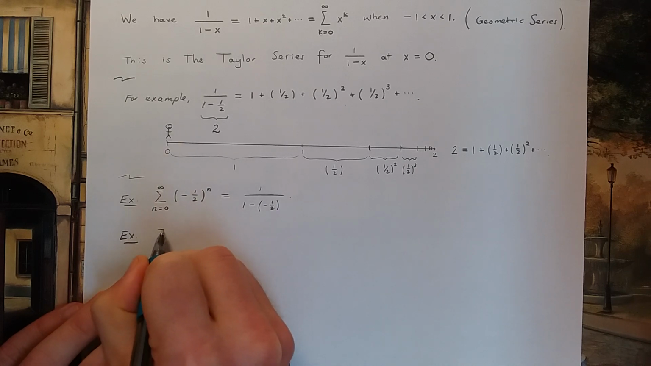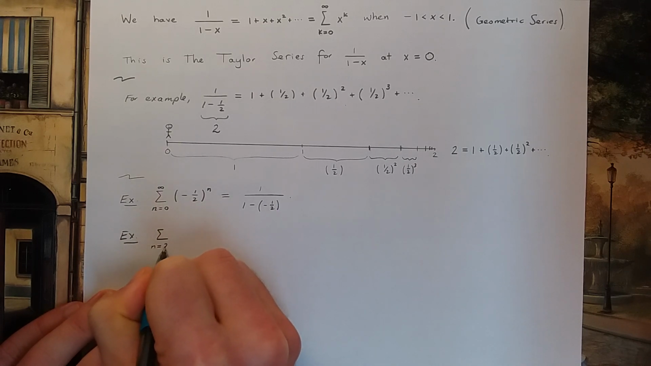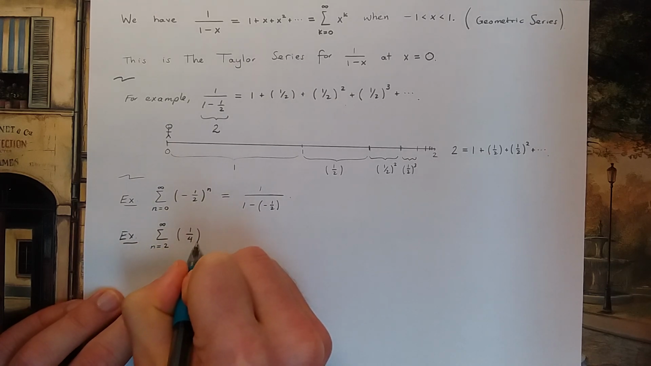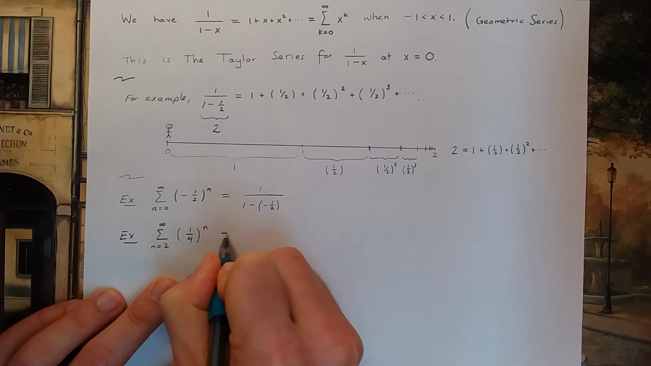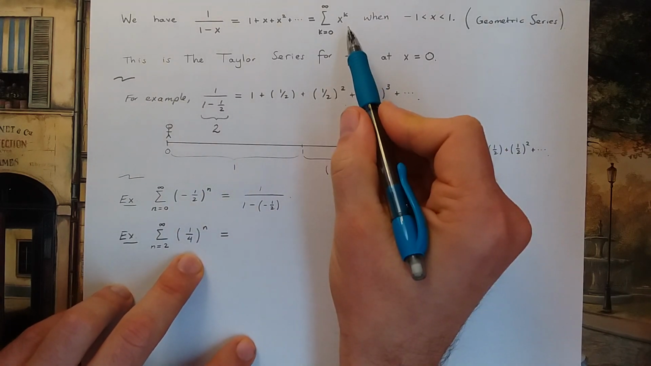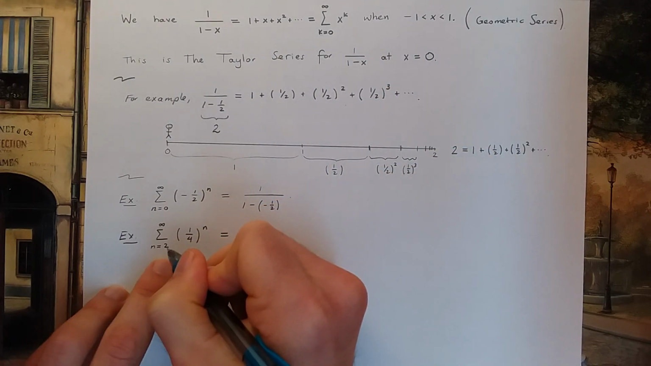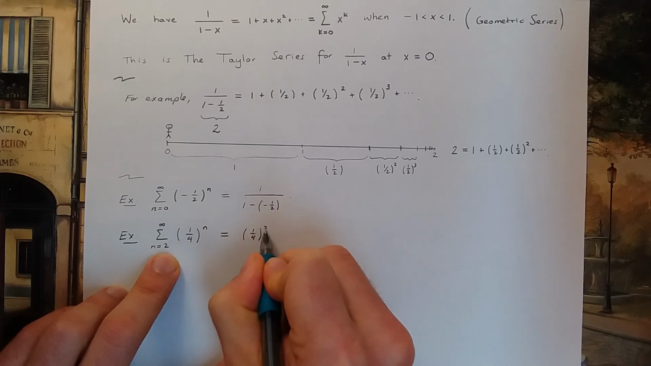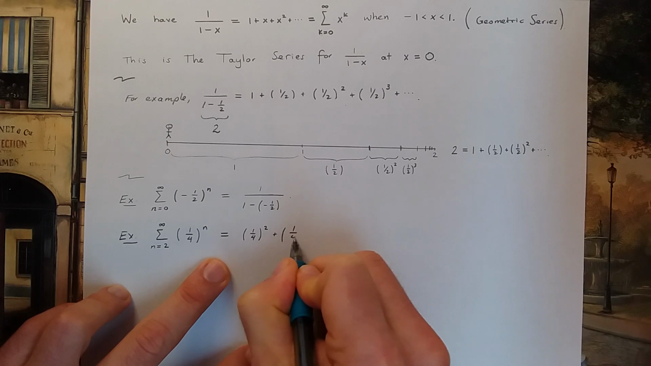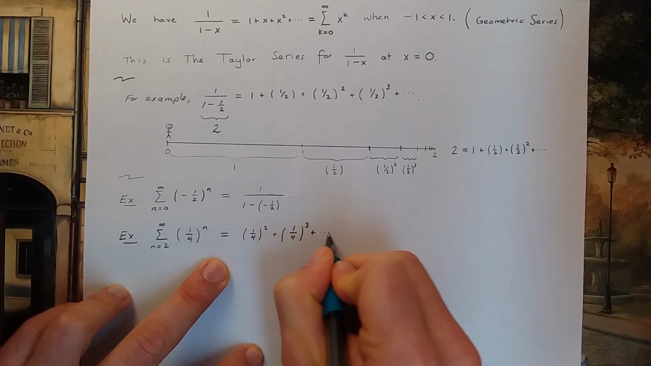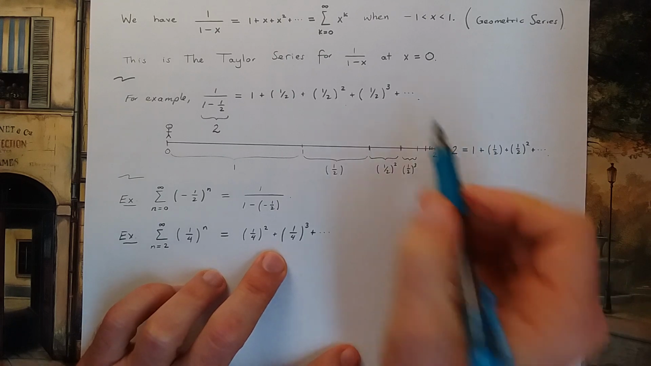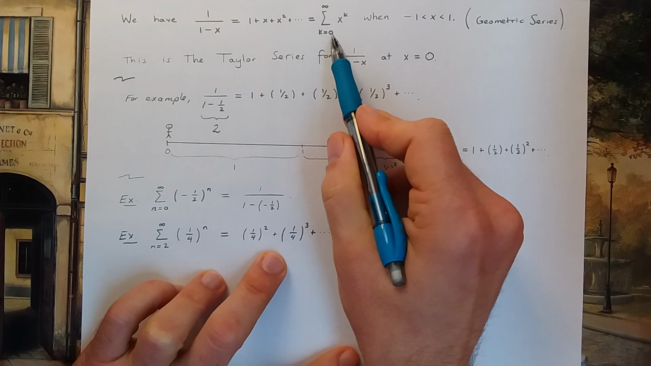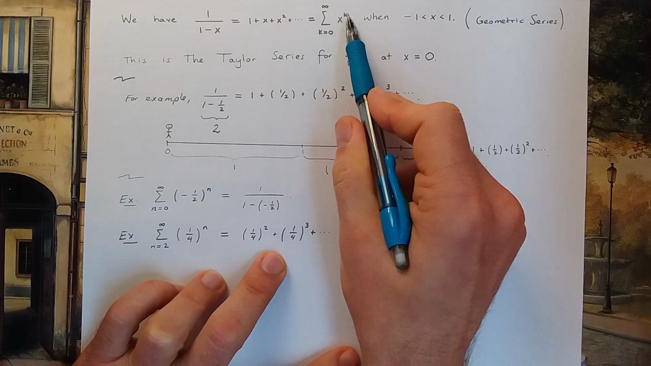Let's do another example. What if I have the sum n going from 2 to infinity of (1/4) to the n? So this is again almost a geometric series, except this time my sum starts at 2. So this is 1/4 squared plus 1/4 to the third, and so on. I can't instantly use this formula for a geometric series because this has the sum starting at k equals 0. The power of x to the 0 is the first term.